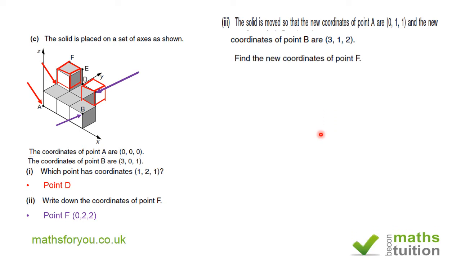Okay. Now it then says find the new coordinates of point F. Now looking at this here, we're going to add 1 to the y-axis and 1 unit to the z-axis. So point F is going to be that there, and that's point F there. And the coordinate of point F would then be 0, 3, 3.